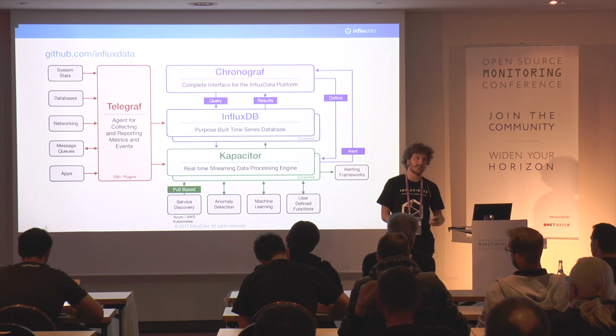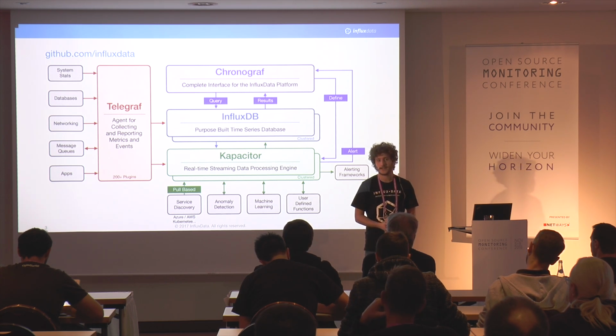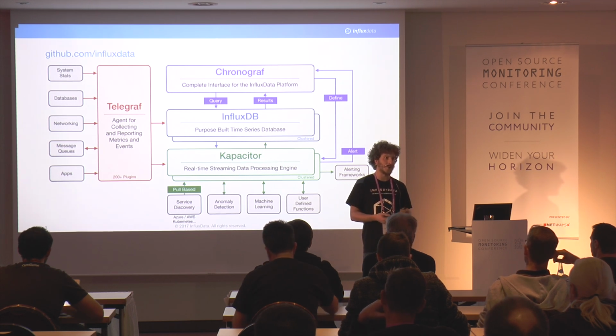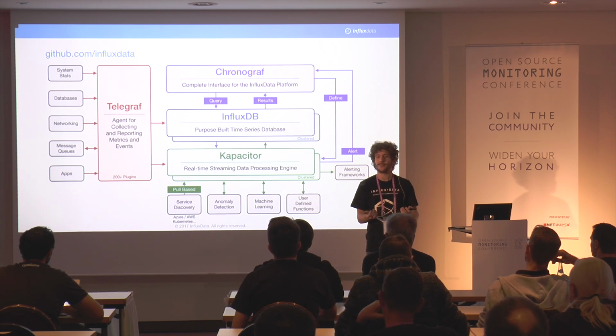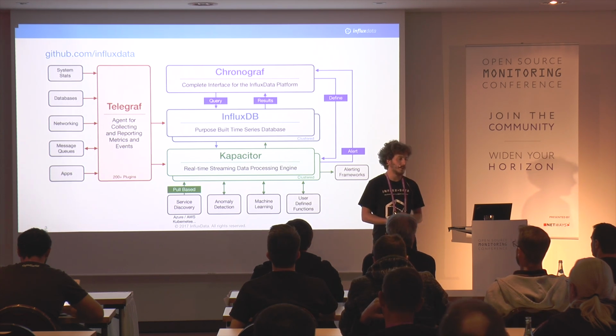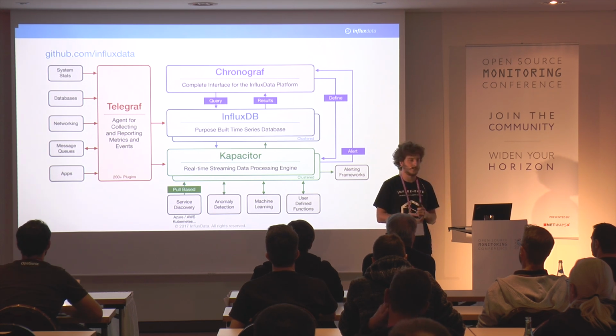Another project is Kapacitor. Kapacitor is our downsampling and alerting system. It's a way to proactively do something with your data, because as you probably know, data is just data. We need to make it useful in some way. So Kapacitor is our way to proactively take action on the data. The alert is just one of the possible things that you can do with the data.